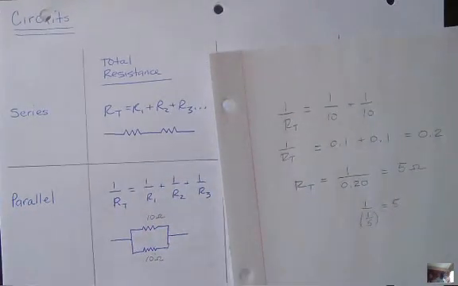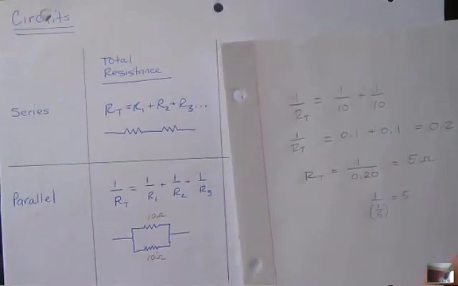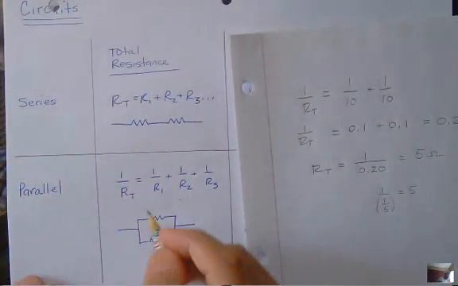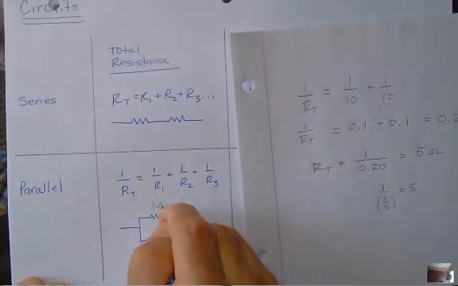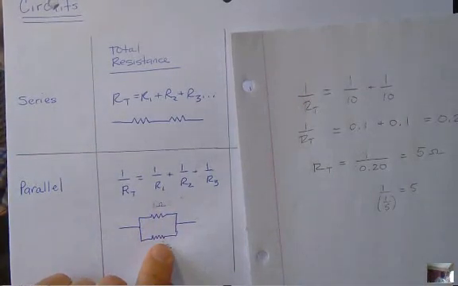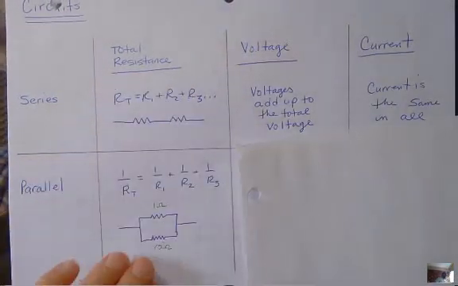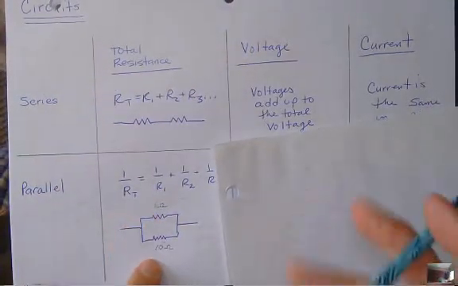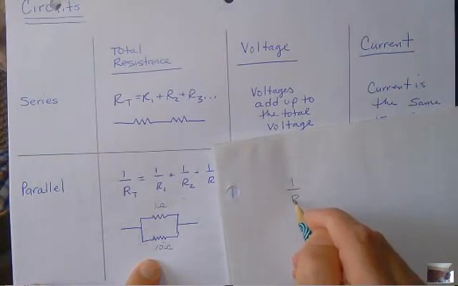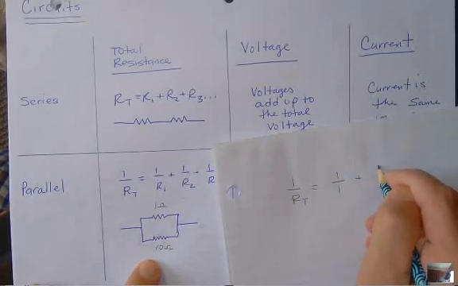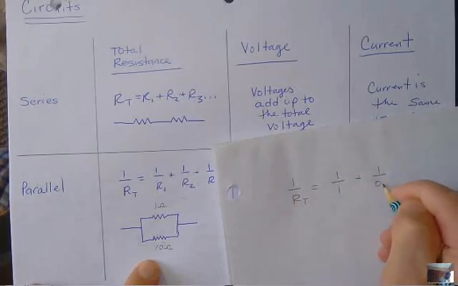What happens if they have very different numbers? Like let's say one is 1 and the other one is 10. Well, most of the current is going to want to go through the one that's 1, right? So what the 10 is going to do is just bring it down, but I guarantee you the answer is going to be a little bit less than 1. But let's try that, okay? So one of them is 1 and the other one is 10. What's the total resistance? So just do the formula. 1 over RT is equal to 1 over 1 plus 1 over 10.